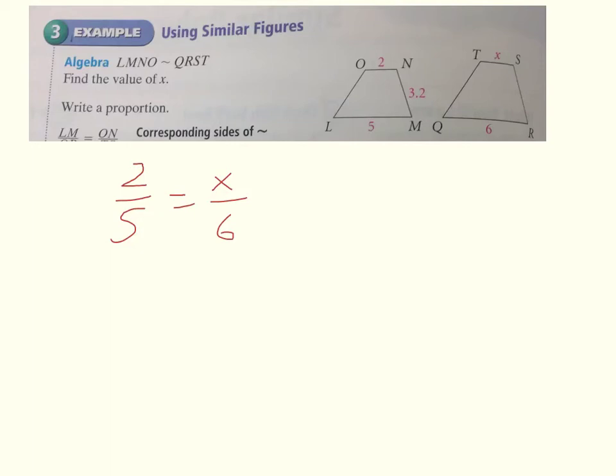Then we simply do cross products. We're going to multiply 5 times x and 2 times 6 and divide both sides by 5. So x equals 12/5.